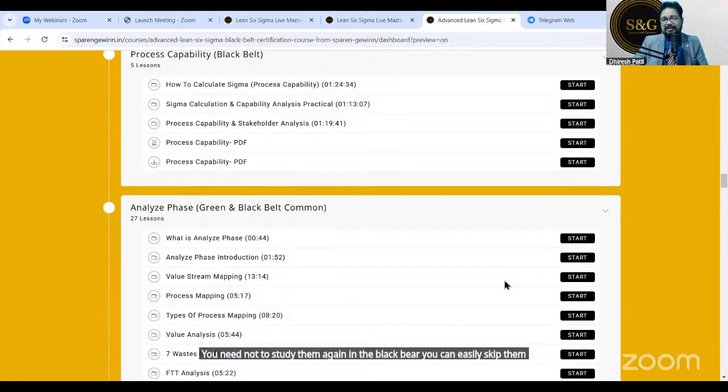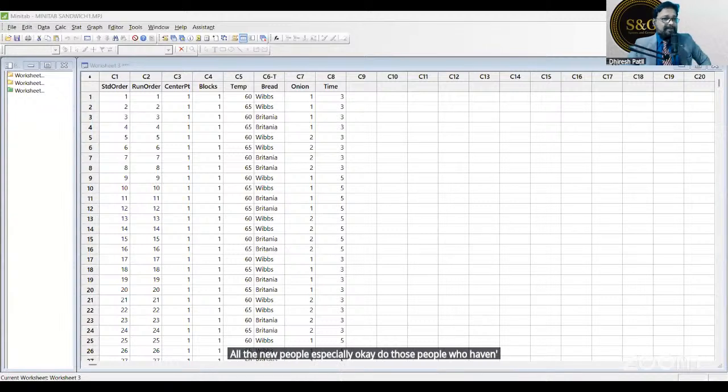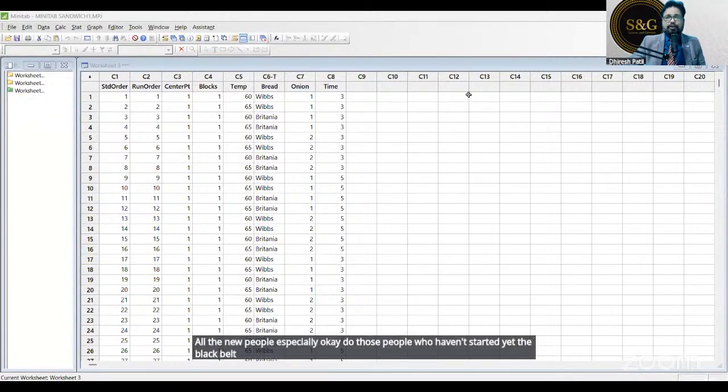Are you clear with this? Just give me yes in the chat box. Super clear? All the new people especially, those people who haven't started the black belt yet, for them, I'm just explaining it to you, okay?